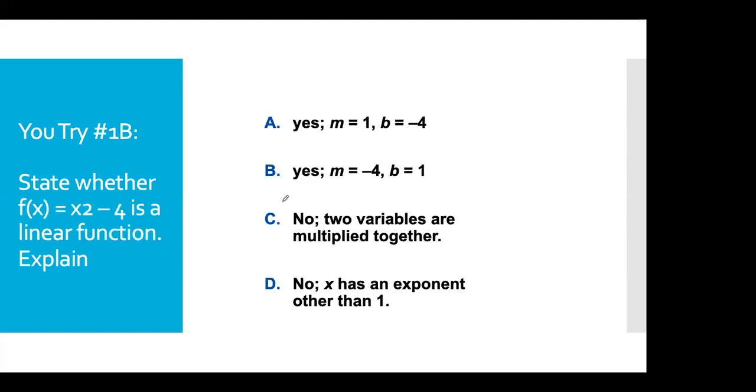All right, go ahead and try this one. f of x equals x squared minus 4. Is it a linear function? And explain why. This should actually say x squared minus 4 for your reference. All right, so you should have picked no because the exponent is not 1.